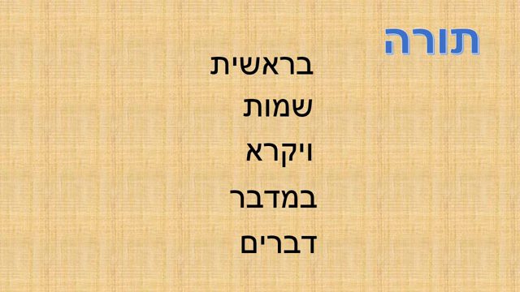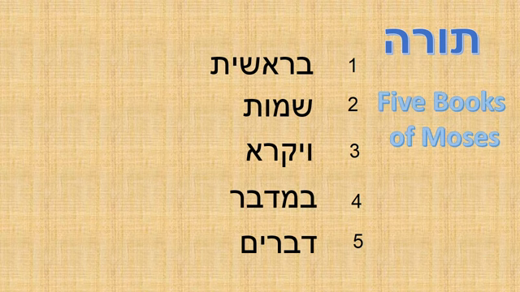Now let's see, how many are there? 1, 2, 3, 4, 5. Oh yes, there are 5. Now, this should help you. For that reason, these are also called the 5 books of Moses. And the word chamesh is where we get the term Chumash. So that way you know the Torah is the same as the 5 books of Moses, which is the same as the Chumash.